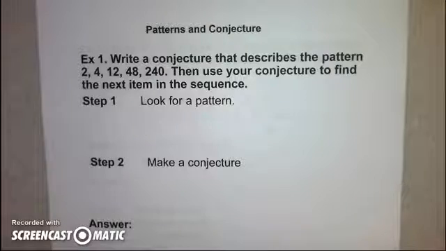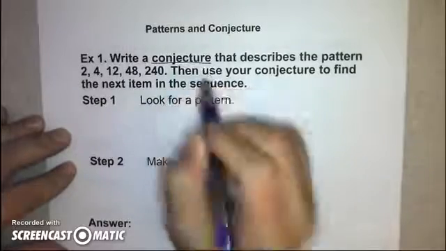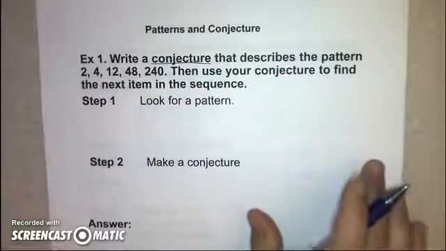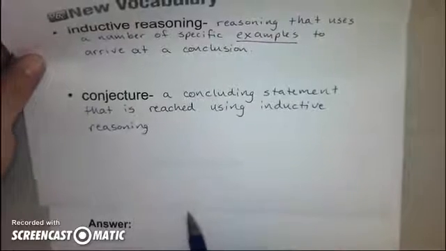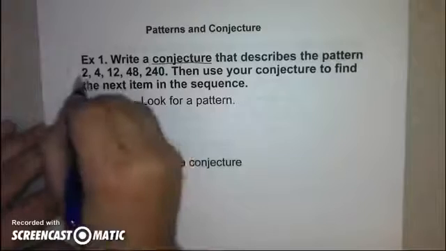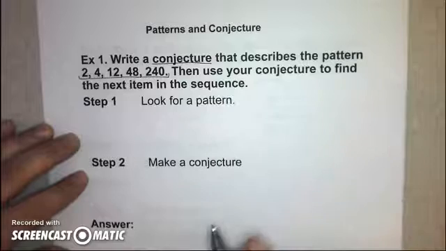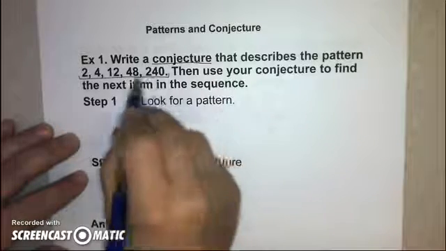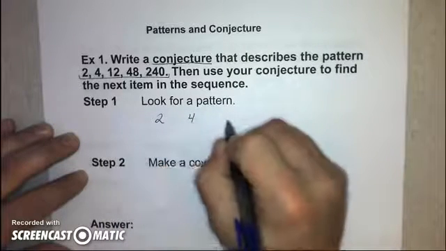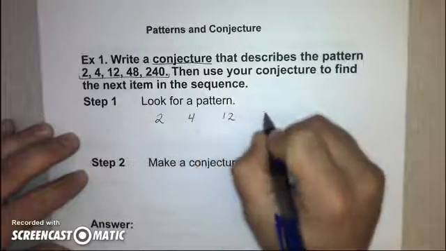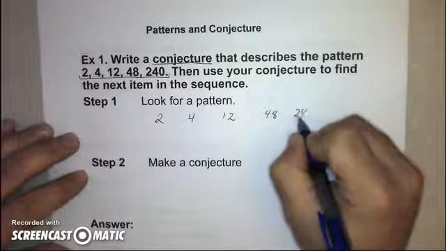And so for our first example, we're going to look at a pattern and write a conjecture. Remember, conjecture means a concluding statement that is reached using inductive reasoning. So we're going to look at a pattern and come up with a statement describing that pattern. That will be our conjecture. Okay, so we're going to look at the pattern first. So we notice that we go from 2 to 4, then from 4 to 12, and from 12 to 48, and then from 48 all the way up to 240.